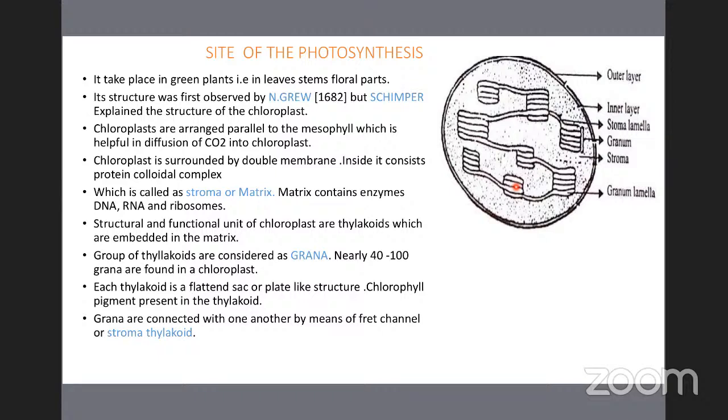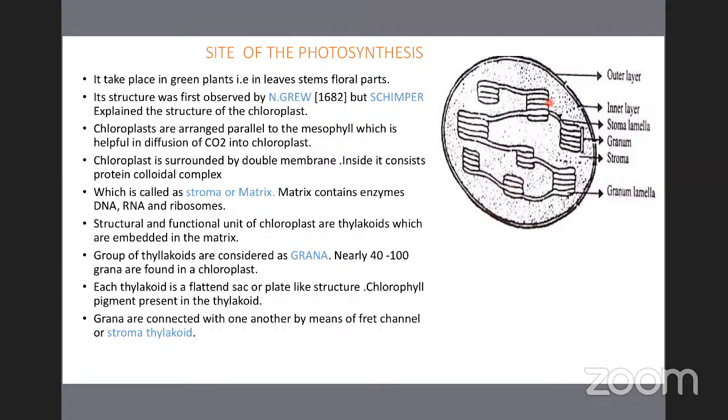If we observe the structure of a chloroplast, each chloroplast is bounded by two membranes, an outer membrane and an inner membrane. In between these two, there is a gap, which is called the intermembrane space. Inside these membranes, we can see the gelatinous stroma or matrix, in which different types of enzymes and the DNA, RNA, and ribosomes are present.